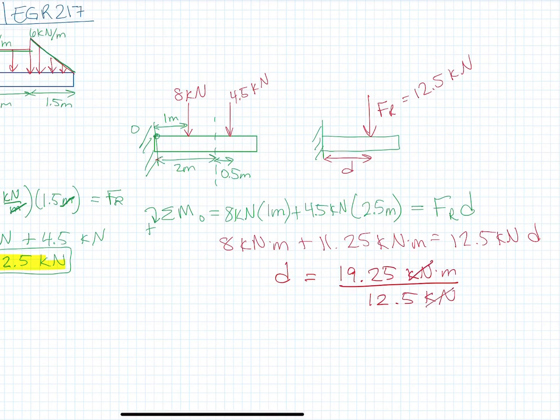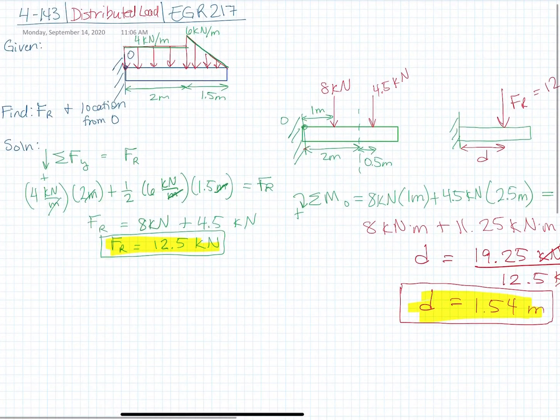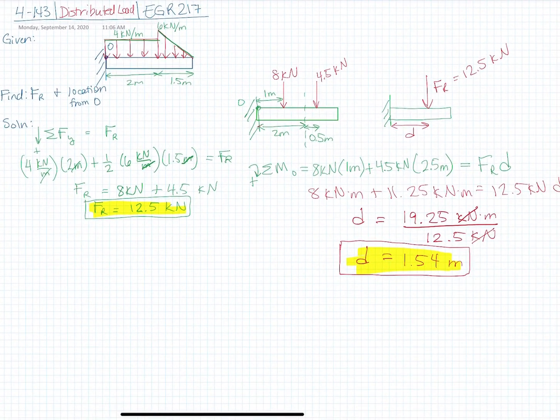So the kilonewtons cancel out. That gives us meters. That distance equals 19.25 divided by 12.5, which is 1.54 meters. So maybe go back and look. They asked us to find the resultant force and location from O. So we found the resultant force, and the location from O is at D.